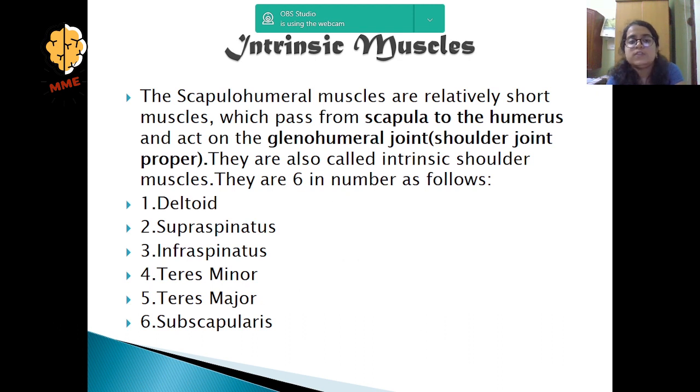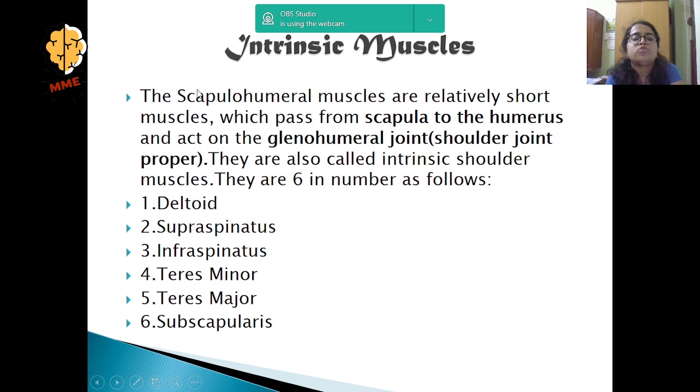Now, the intrinsic muscles are quite important from your point of view, especially the deltoid and these four muscles, supraspinatus, infraspinatus, teres minor and subscapularis, which form the rotator cuff. Now, the scapulohumeral muscles, obviously from the name, connect the scapula to the humerus. They can also connect the clavicle, basically. But as a term, we call them scapulohumeral muscles because mostly they connect the scapula to the proximal end of the humerus, or the upper end of the humerus.